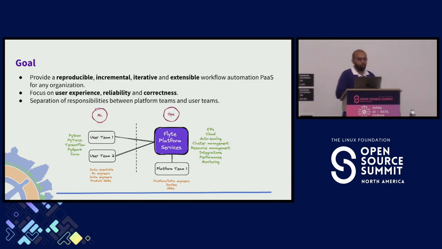So what is the goal? The goal is to provide a reproducible, incremental, iterative and extensible workflow automation. We want to focus on user experience. We want to have a highly reliable ecosystem, and we should be able to onboard multiple teams. Such as if we have a data science team who are looking at the data part of MLOps, and a second thing like deploying the model somewhere, then it should be segregated. So separation of responsibility between platform teams and user teams should be there. So that is our goal.